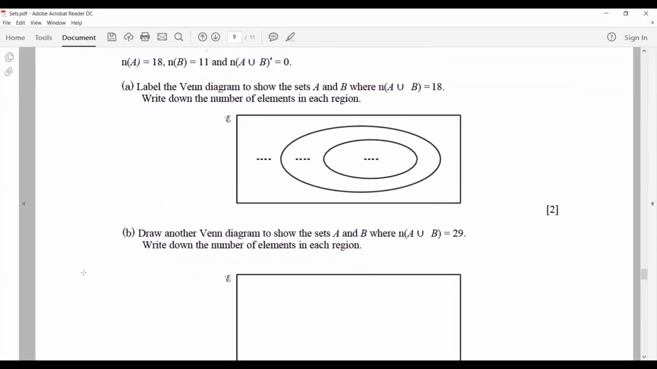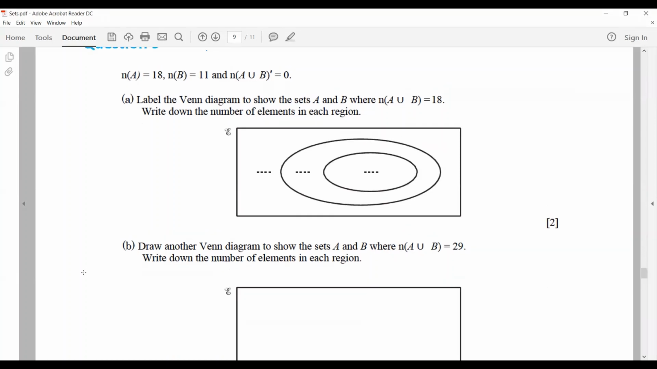Question number 9. The number of elements in set A is 18, for B is 11, and the number in the complement of the union of A and B is 0. So label the Venn diagram to show the sets A and B, where the A union B is 18. Okay, write down the number of elements in each region.